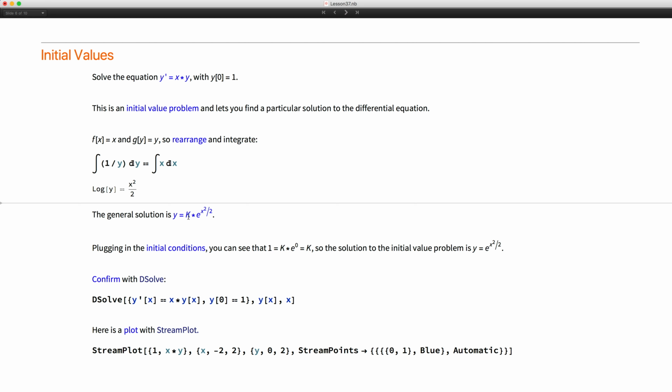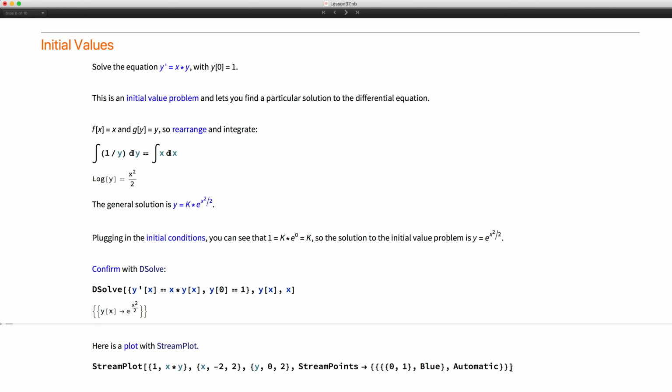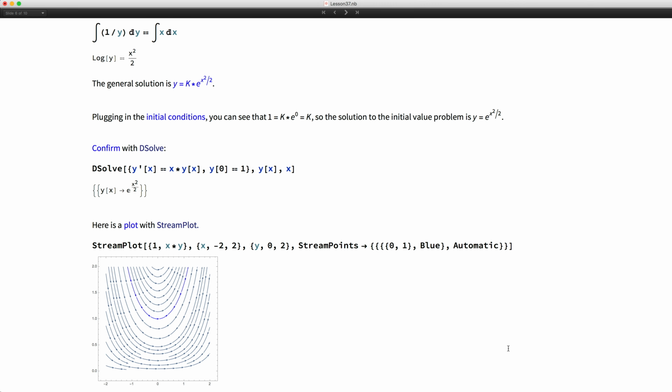Now you plug in the initial values, so y of 0 is 1, so you get 1 equal to k times e raised to 0, so k is 1, and your solution is y equal to e raised to x squared over 2. And you can confirm that with DSolve, and also check the solution plot by doing a StreamPlot.